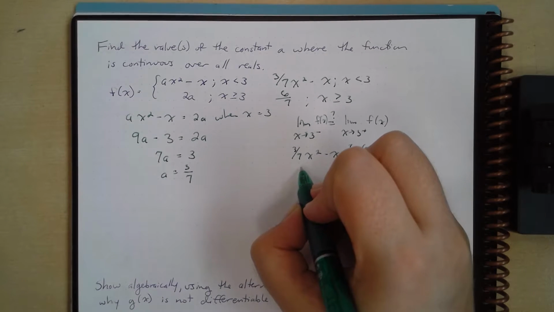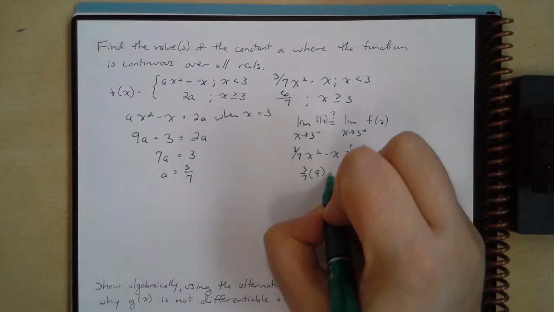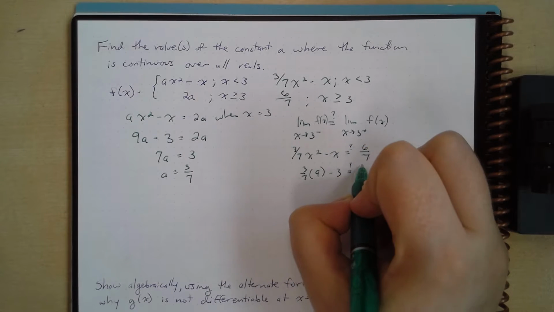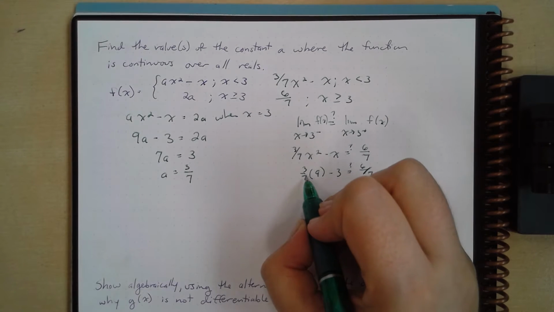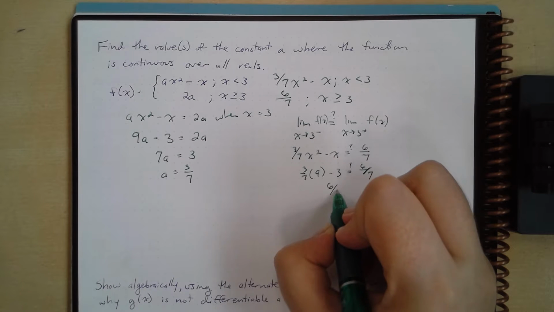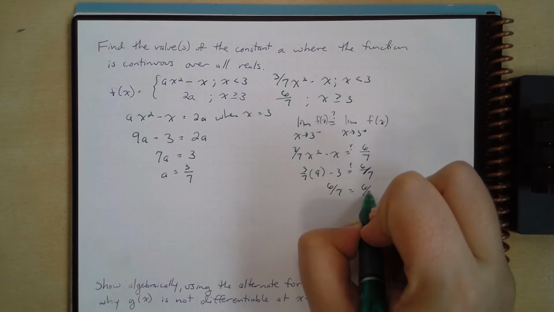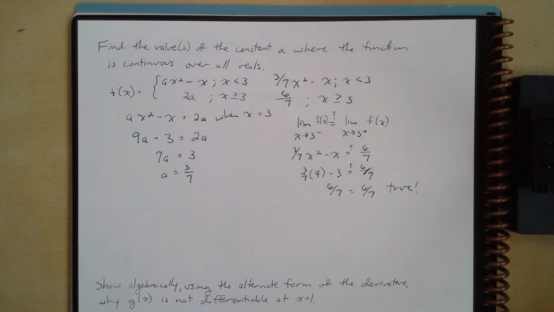Well, if I substitute in 3 from the left, I'm going to get 3/7 times 9 minus 3. Does that equal 6/7? I kind of wrote that weird. But it looks like we're going to get 27 divided by 7 minus 3. If I calculate, I get 6/7 equals 6/7. So this is true. We actually found a constant that works.